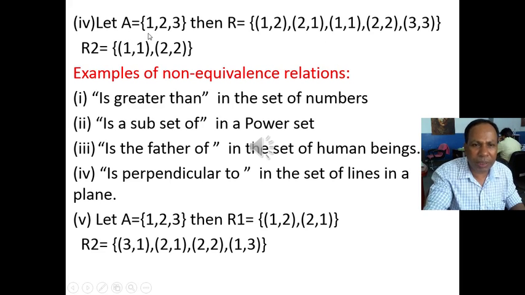Now this relation contains (1,1), (2,2), and (3,3). So it is reflexive because in set A we have the elements 1, 2, and 3, and (1,1), (2,2), and (3,3) are present. That means each element of set A is related to itself. Now we find that (1,2) is present and (2,1) is present. So A related to B implies B related to A. So it is symmetric in nature.